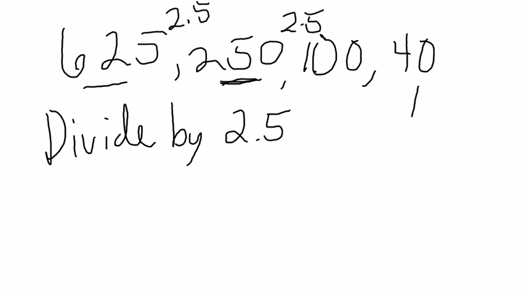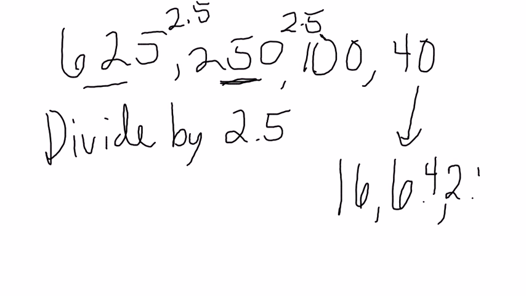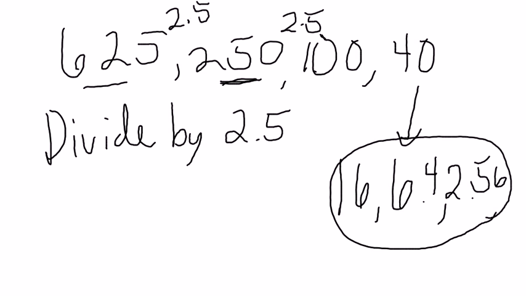So the next three after 40 are going to be 16. And then divide again, and you'll get 6.4. And divide again, and you'll get 2.56. So those are your three numbers. 16, 6.4, 2.56. So that's your answer there.